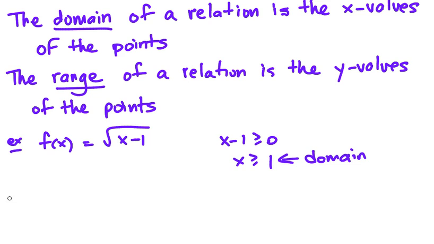For rational functions, so if you've got f of x over g of x as a rational function, of course the denominator has to be non-zero. And that will be your domain.